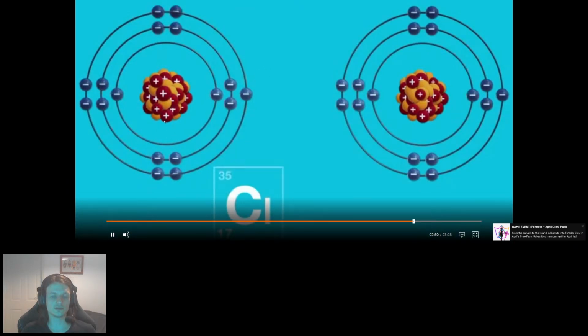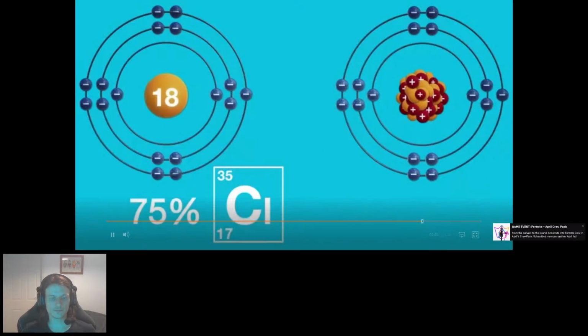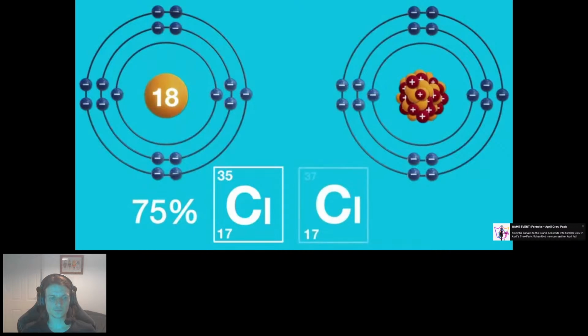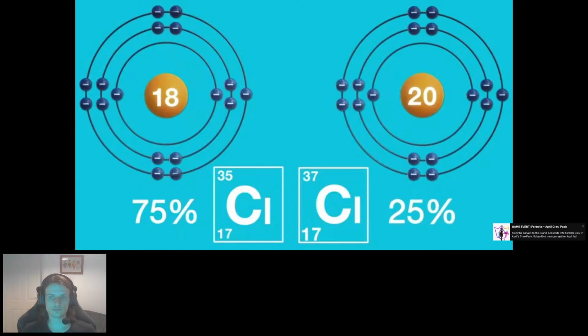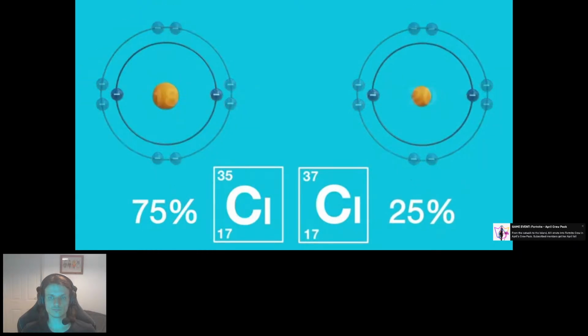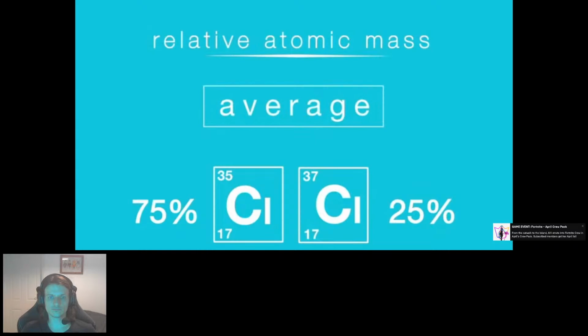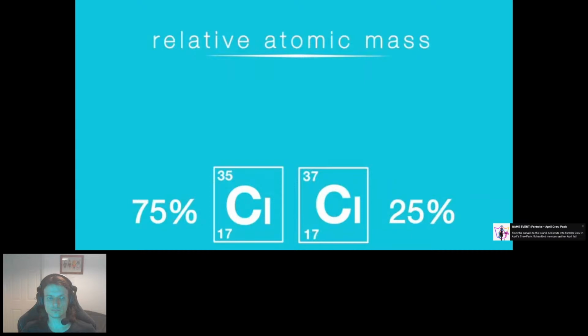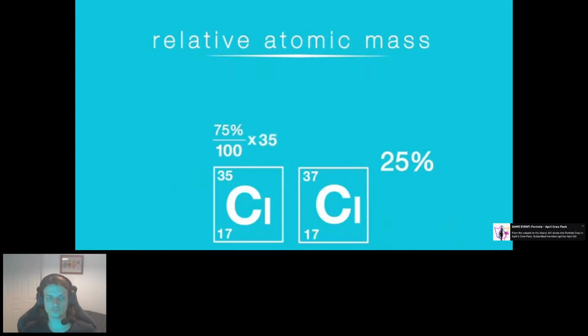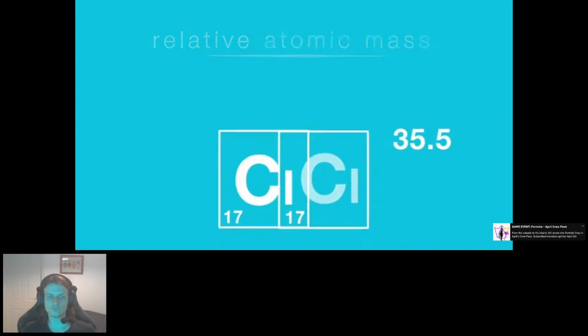Chlorine 35 has 17 protons and 18 neutrons and occurs about 75% of the time. Chlorine 37 has 17 protons and 20 neutrons and occurs about 25% of the time. Relative atomic mass is an average based on the proportion of different isotopes. Relative atomic mass equals 75 divided by 100 multiplied by 35, plus 25 divided by 100 multiplied by 37, equals 35.5.